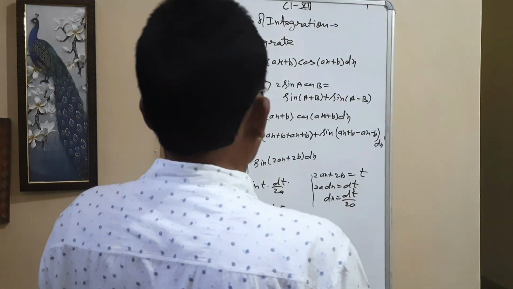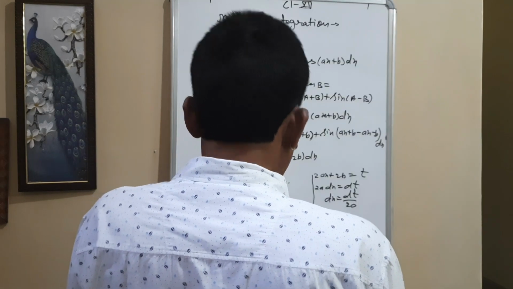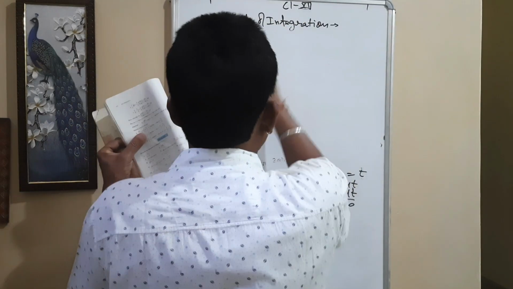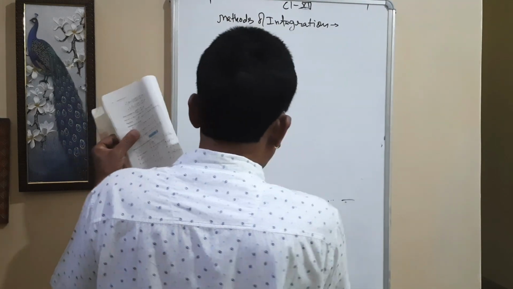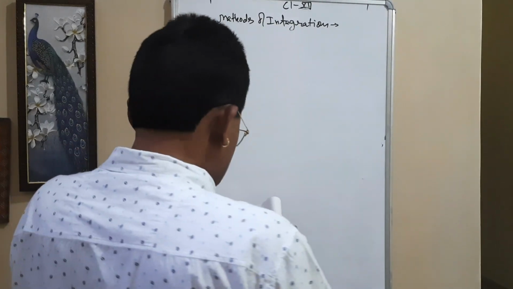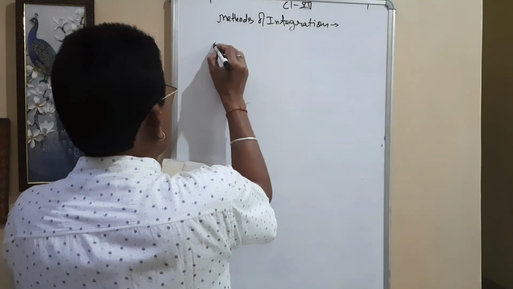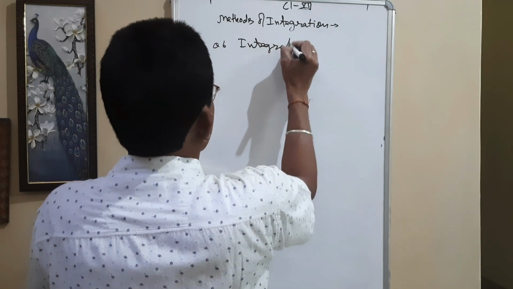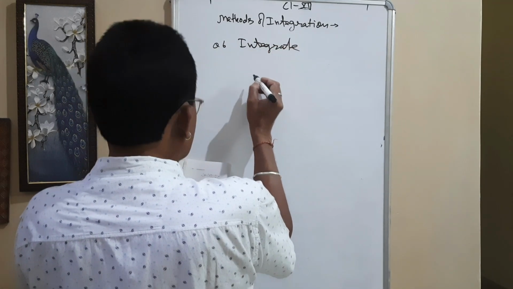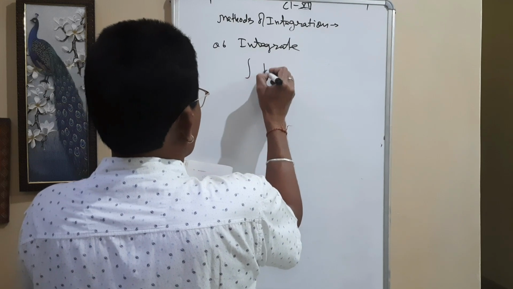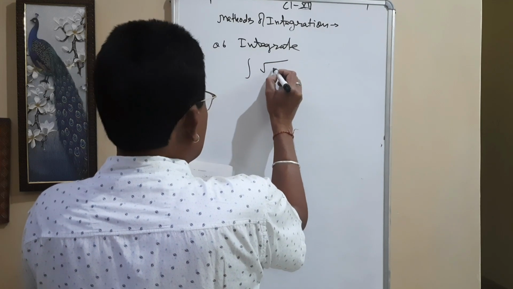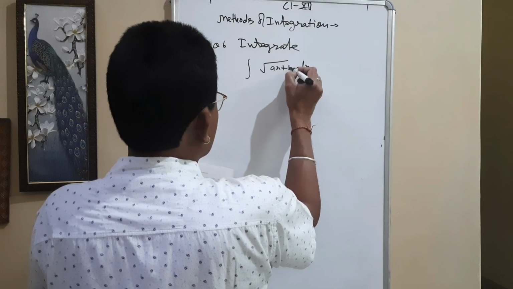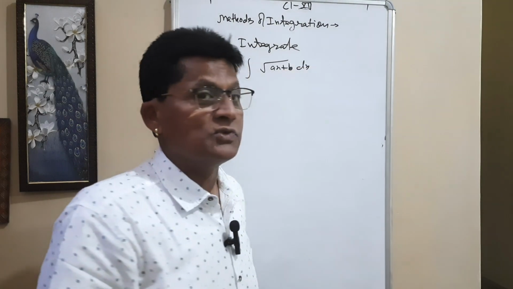Now let me take question number 6. Most important question; all the important questions of this type I will discuss with you, my dear student. Question number 6, most important: integrate root of ax plus b. Everything I will discuss with you, so that there should not be any confusion.